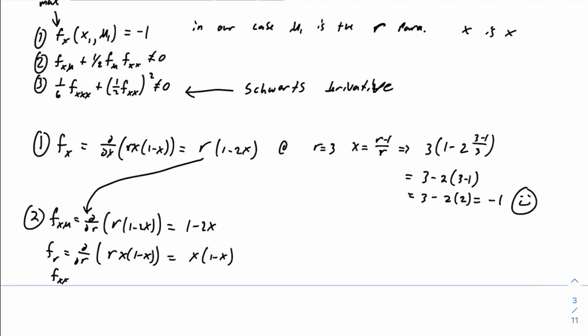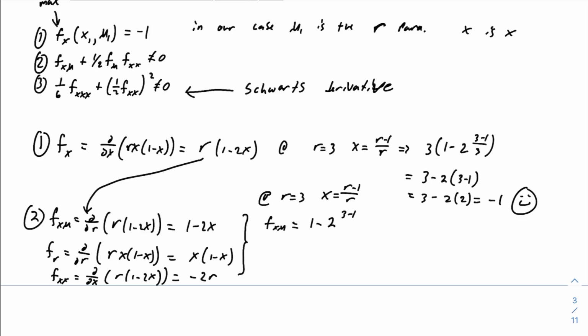And then f of x x is equal to partial over partial x of r(1 minus 2x), which is equal to -2r. Okay, so plugging all these in at our points of interest, at r equals 3, x equals (r minus 1) all over r. So we have f x mu is equal to 1 minus 2x, so 1 minus 2(3 minus 1)/3. F of r is equal to ((3 minus 1)/3)(1 minus (3 minus 1)/3), and f of x x is equal to minus 6. Cool.